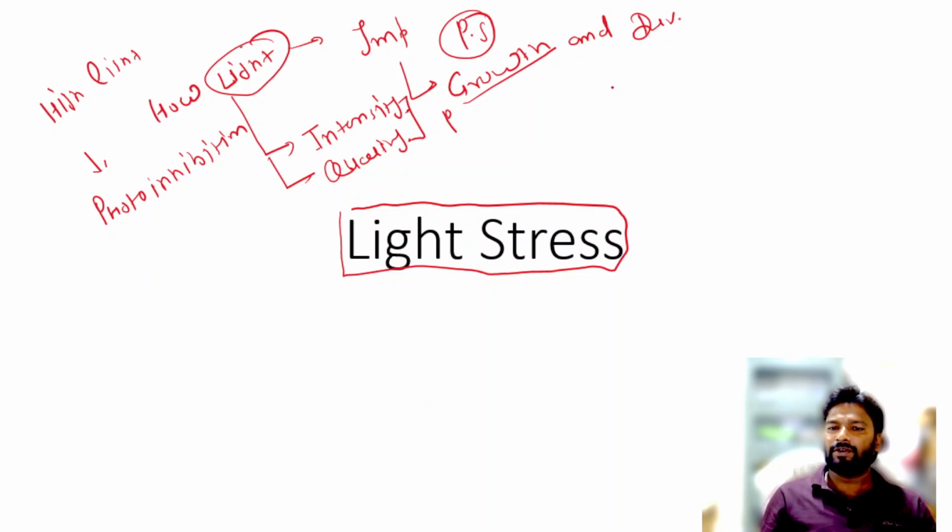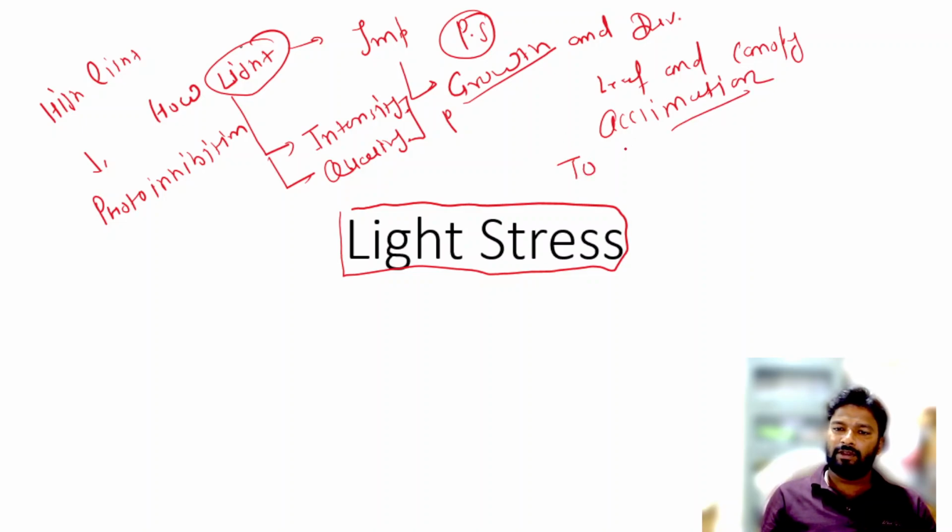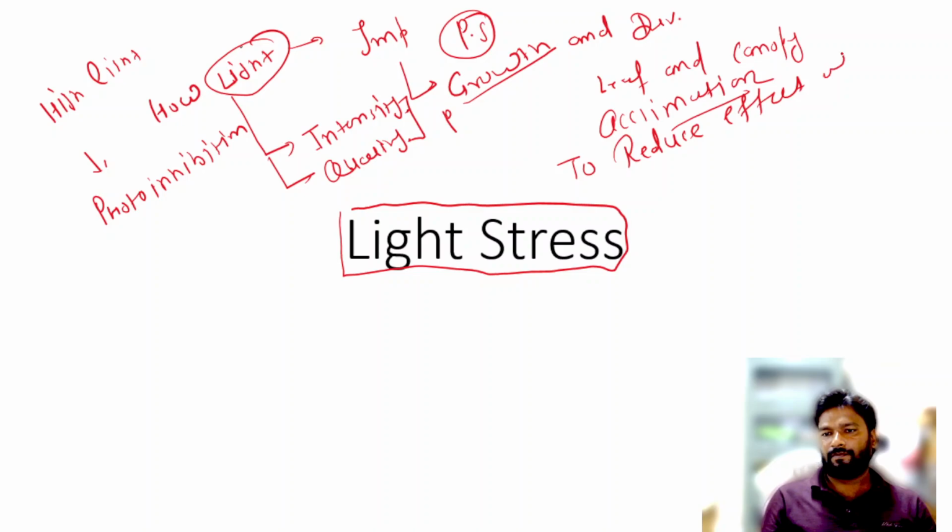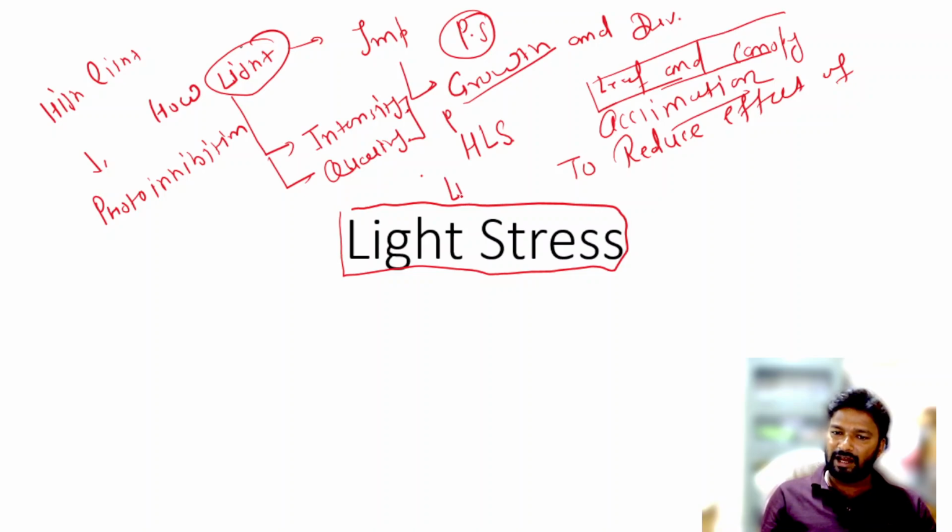We will discuss some leaf and canopy acclimatization to reduce the effect of highlight stress. Also, we will discuss how plants acclimatize their leaf and canopy to increase the light use efficiency.